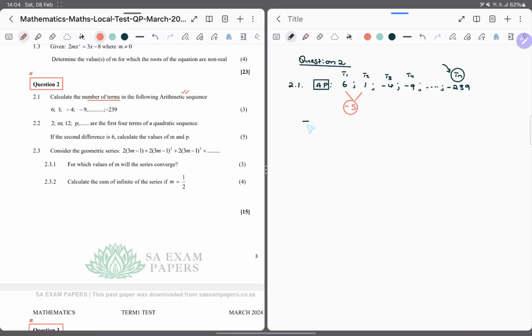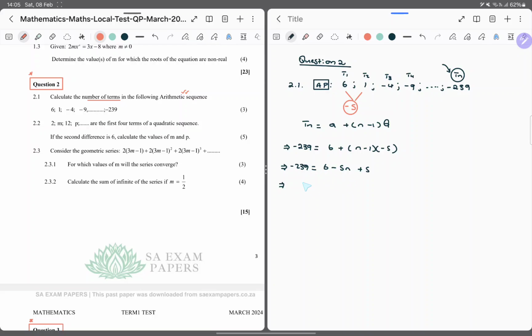We know that Tn is equal to A plus n minus 1 times D. We need to always show the formula. Now Tn is minus 239, equal to A, the first term, which is 6, plus n minus 1, D is minus 5. Okay, this implies further that minus 239 is equal to 6 minus 5n plus 5.